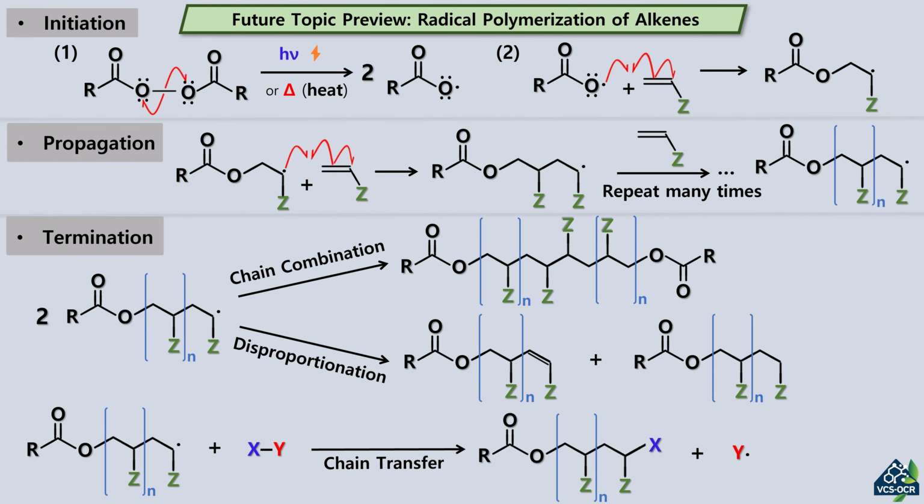Here's a quick preview of radical polymerization, which we'll cover in detail in a future video on polymers. Just like other radical reactions, it follows initiation, propagation, and termination. The key difference is that the propagation step repeats thousands of times to build massive polymer chains.